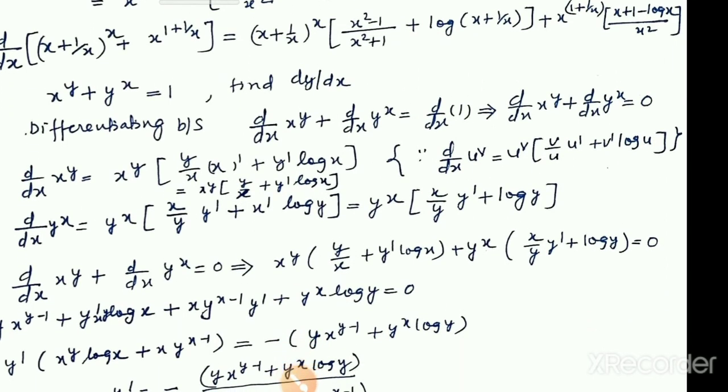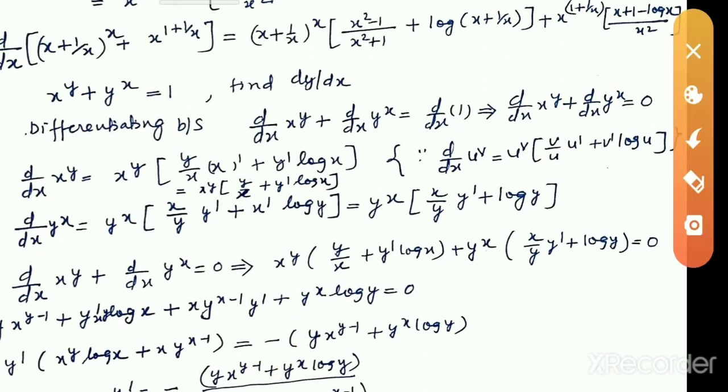Now question number 12: x raised to the power y plus y raised to the power x is equal to 1, and we need to find here dy by dx. Now differentiating both sides with respect to x, I forgot to write here with respect to x. d/dx of x^y plus d/dx of y^x is equal to d/dx of 1. So d/dx of x^y plus d/dx of y^x is equal to 0. Now write this formula here.